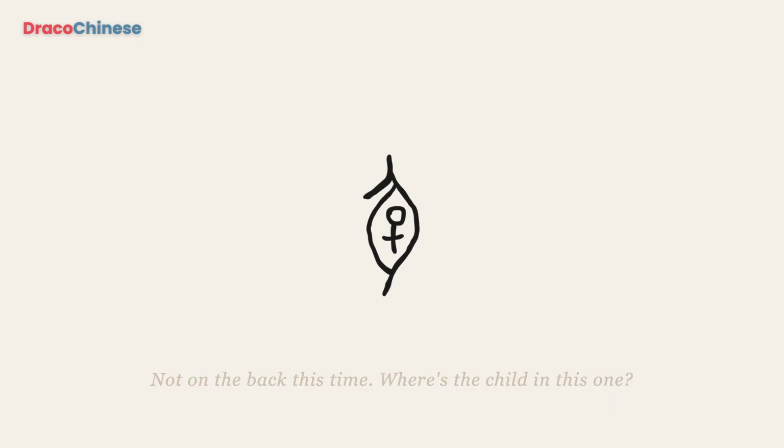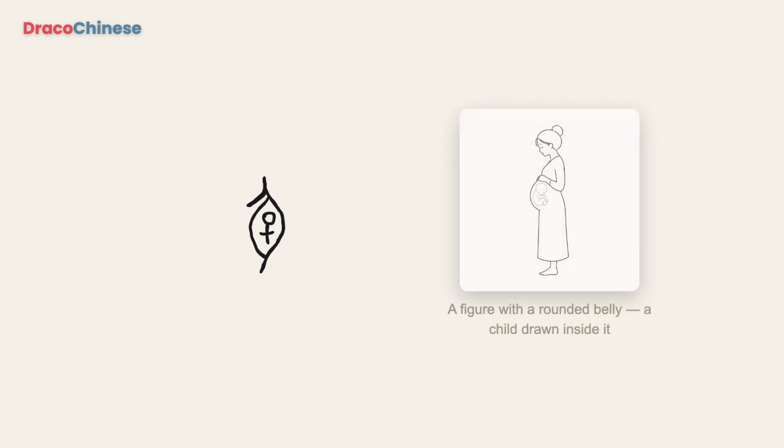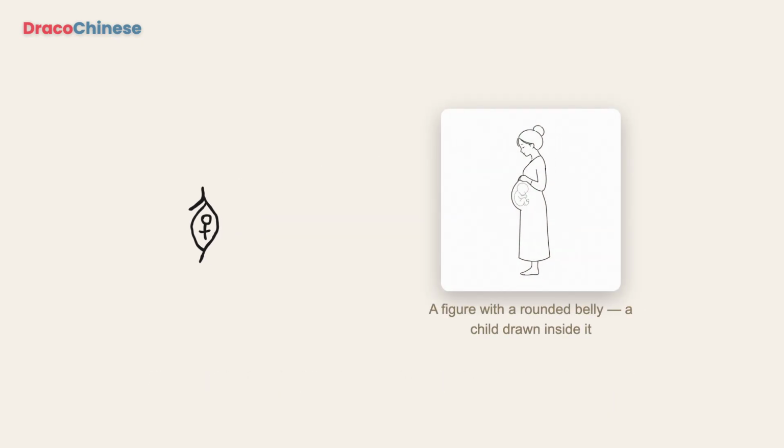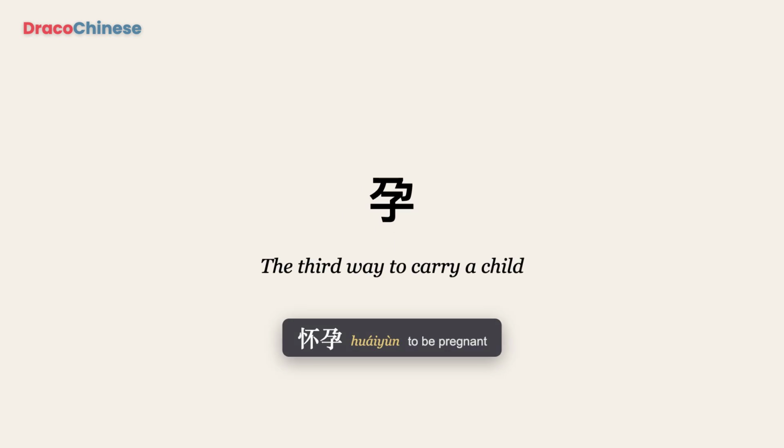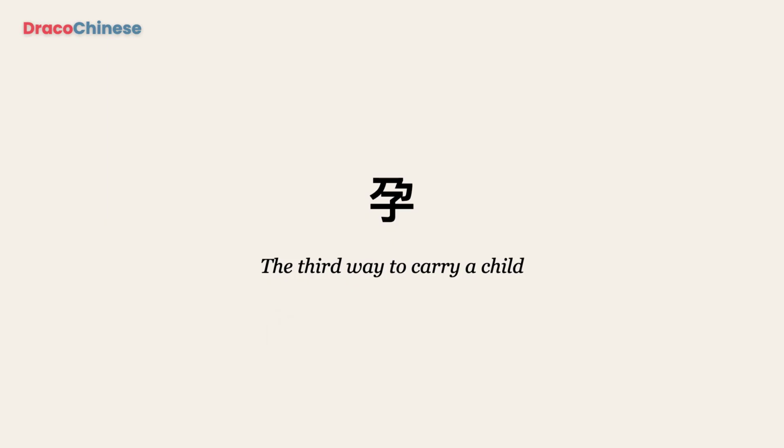Not on the back this time. Where's the child in this one? Inside the body. A figure with a full, rounded belly, and inside it the outline of a child. This is 孕 pregnant, carrying a child before it's even been born. 怀孕 To be pregnant. 孕妇 A pregnant woman. On the back and the belly, this system already had 2 different ways to draw carrying a child before this episode is even done.